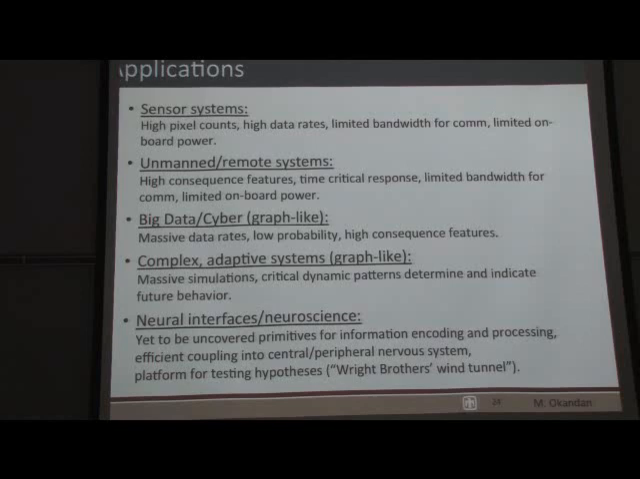Again, this is a little more on the computing side, the big data cyber problems, where problems look like graph problems. There's some interesting things that are appearing in that application space. Again, looking at complex adaptive systems where you're trying to simulate large collections of very complex elements in the first place. And then this is going back to that test platform idea where you are looking to connect into neural systems where you have neural interfaces, be it cochlear implants, retinal implants, whatever they are. And neuroscience, being able to understand how the neural system works. Again, this is going back to the wind tunnel analogy. We need to be able to test our ideas quickly enough and efficiently enough if we want to proceed down that path.